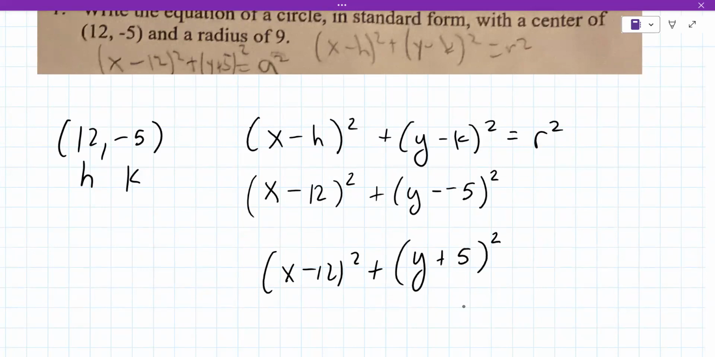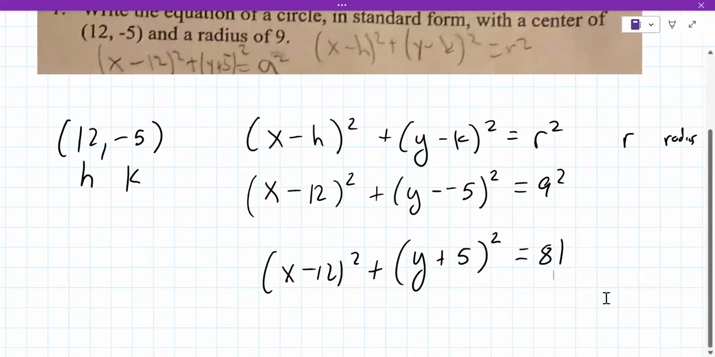And then we know, is the r squared not the radius? It is the radius. r is the radius, but then you square it. So it's 9 squared, 81 in this scenario. So that's the equation of the circle.